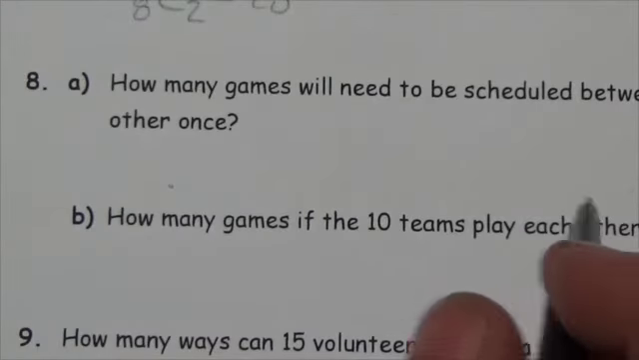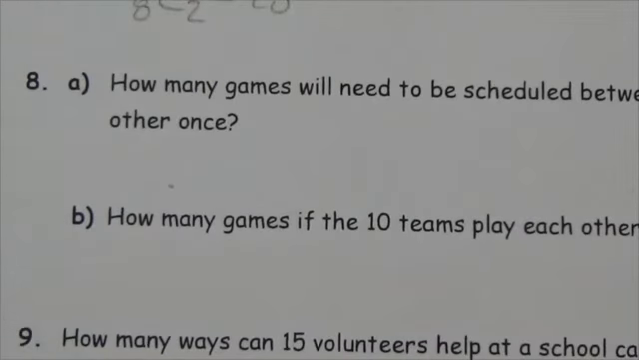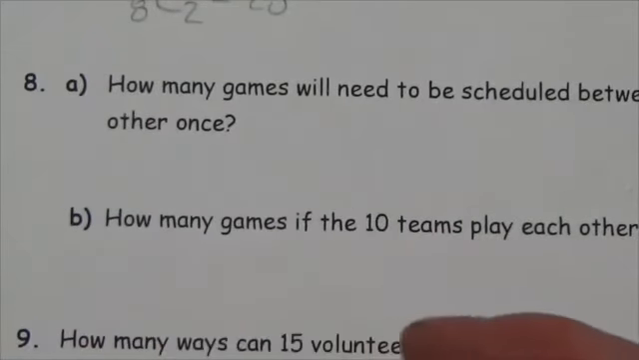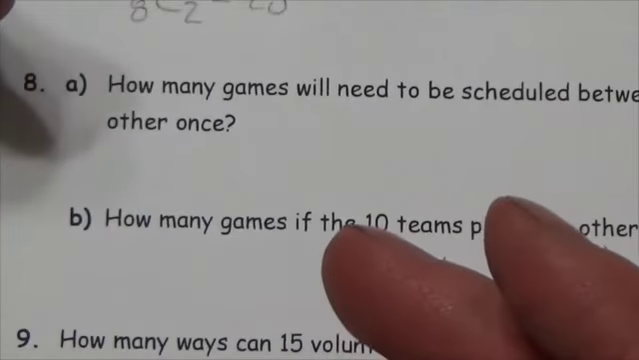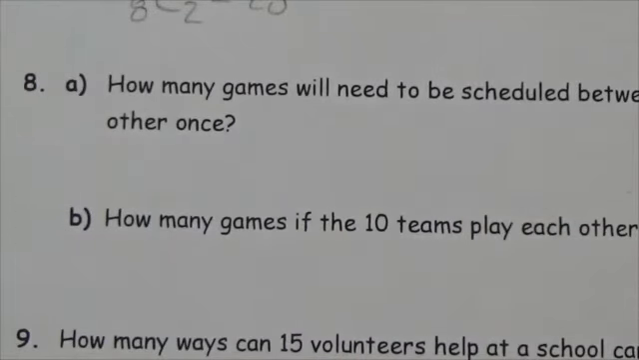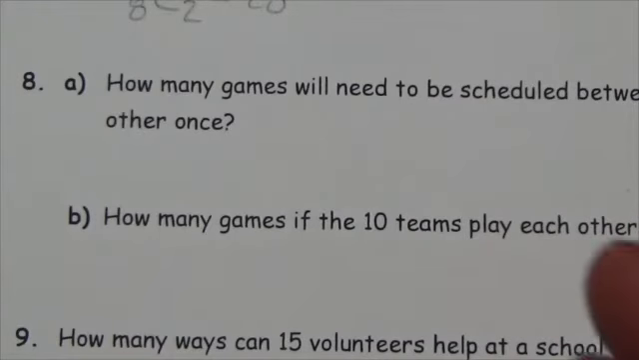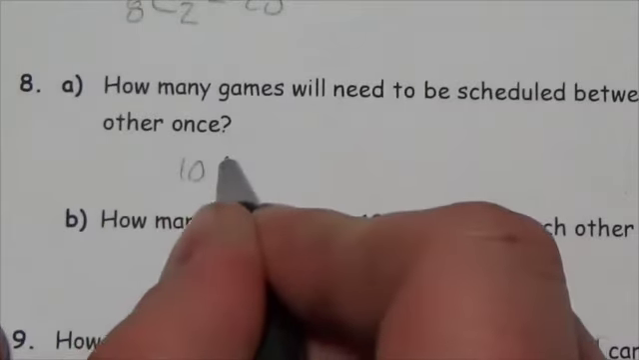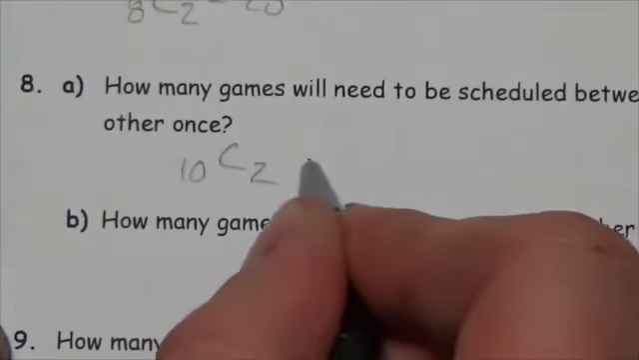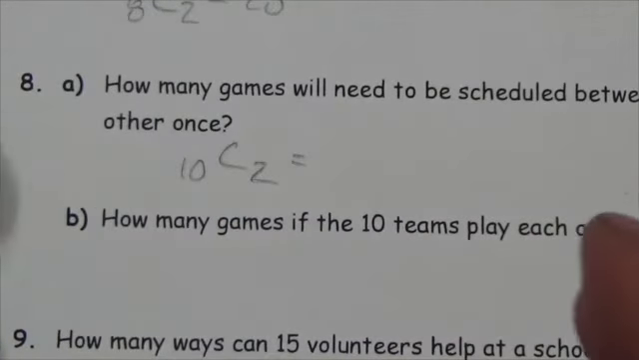How many games will need to be scheduled between 10 teams in a league if each team plays each other team once? Okay, so in this case we've got 10 teams, and we're just going to have each team play every other team just once. So how many teams do you need for a game? Well, typically just 2, right? I mean, there's not many games I can think of where you'd have more than 2 teams out there. So in the vast majority of cases, it's just going to be 2. So of the 10 teams, we just need to find how many ways I can group together 2 of them.